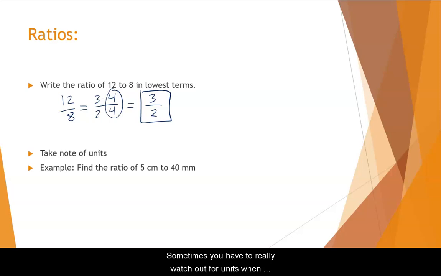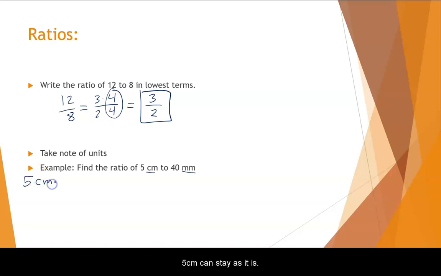Sometimes you have to really watch out for units when you're simplifying ratios or writing ratios. For example, if I want to find the ratio of 5 centimeters to 40 millimeters, I first need to recognize that centimeters and millimeters are different units. To compare these better, let's convert them both to the same unit. Let's convert them both to centimeters to start with.